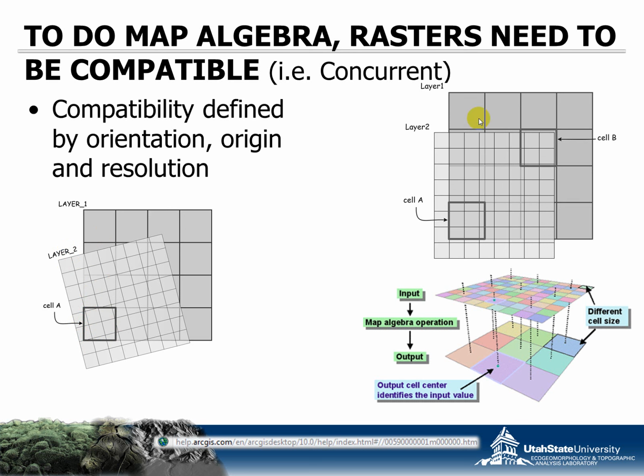Here's a case where I've got two rasters of different grid resolutions, and they're not at all orthogonal. You can see they're shifted off here. And so again, the same questions come up in terms of how do I do this map algebra operation to get myself an output.